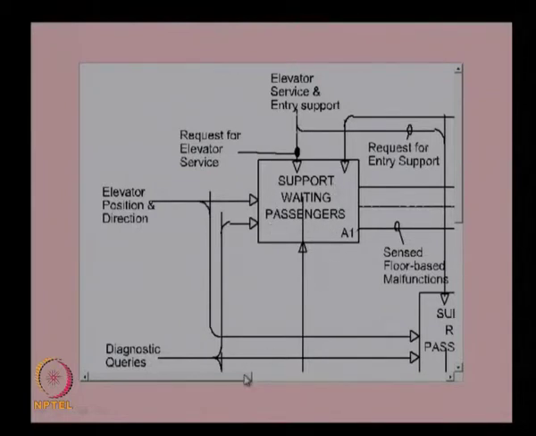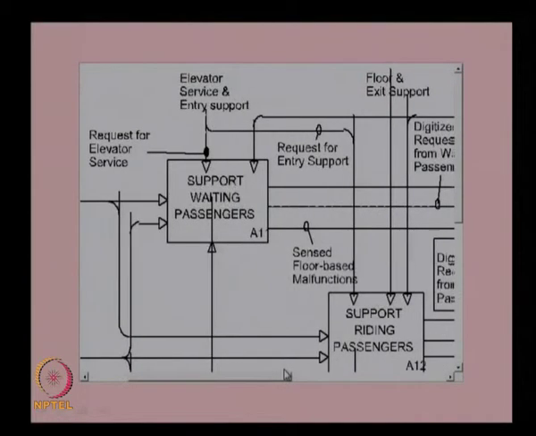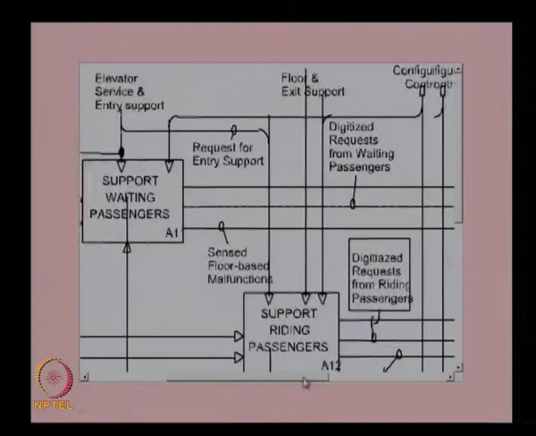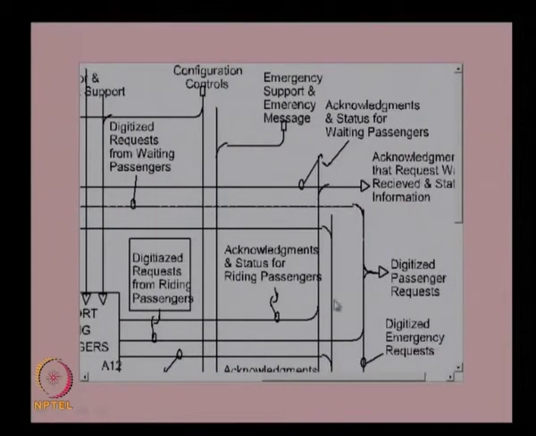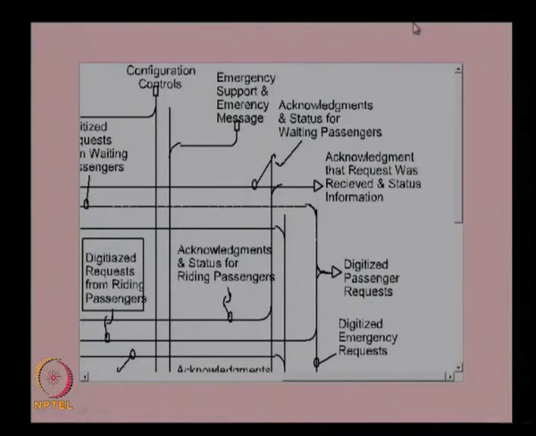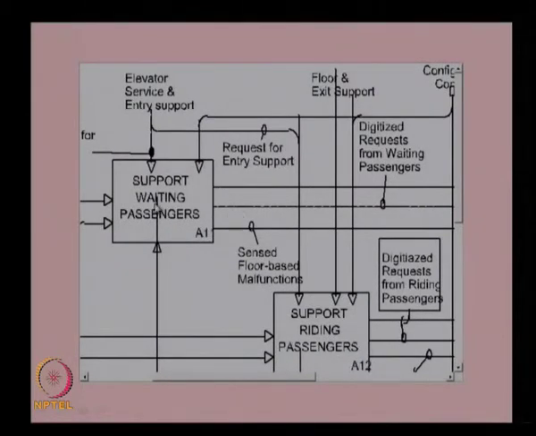Basically the waiting passengers need to know where the elevator is and where it is moving, and what the status of the elevator is, whether it is in working condition, in service mode, under breakdown, or going to serve the passengers. That information needs to be processed here and given as an output to the passengers. You can see the output here: acknowledgement that the request was received, and status information. So acknowledgement and status for waiting passengers is the output from the A11 function, support waiting passengers.